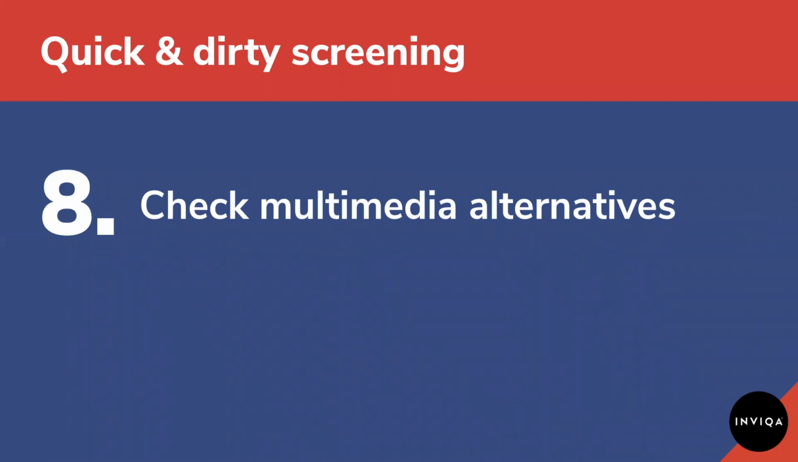Number 8, check multimedia alternatives. Web content accessibility guidelines, they list that you have to provide all the crucial, important information into forms that are alternative to multimedia. Usually this is the text. What they mean is that if there is a sound recording, it has to be duplicated through text. And just the availability of alternatives is a big accessibility step forward.